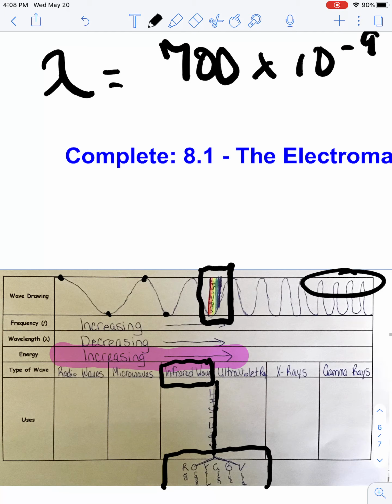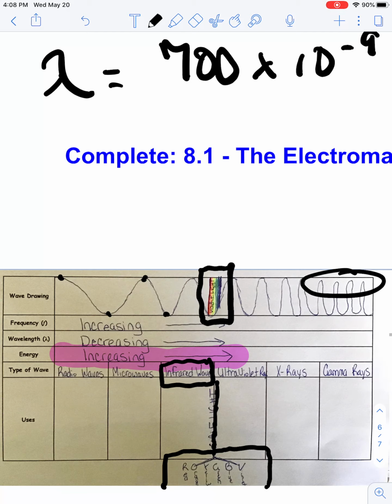So this little section called visible light, which is in between infrared and ultraviolet, is something our brains can perceive. So it's energy we see. It's actually our brains that see it. So we can see this little tiny section of this electromagnetic spectrum, and we call that visible light.